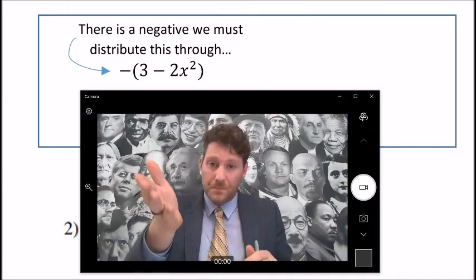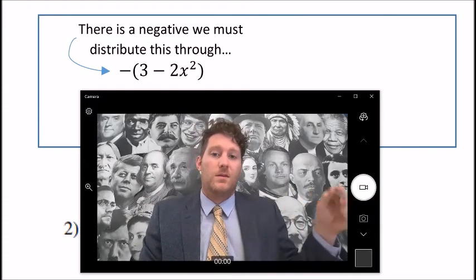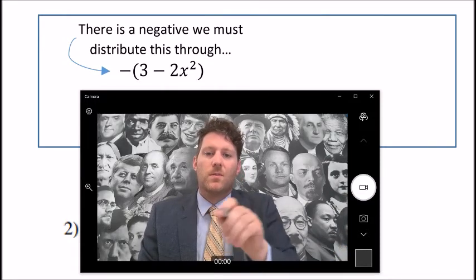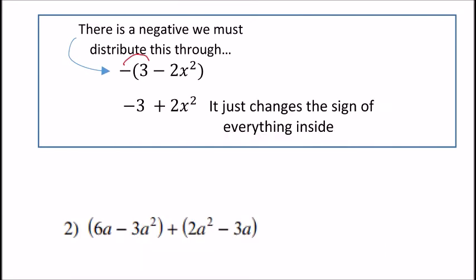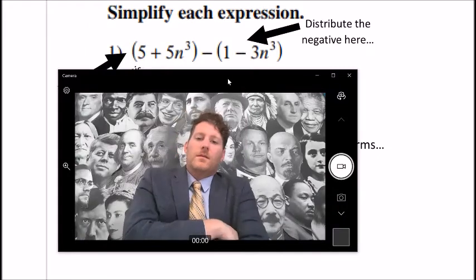So if we take a look at this one, it clearly has a negative on it, right? So negative and then parentheses 3 minus 2x squared. That's not an issue. We're just going to take that negative and distribute it. The negative is going to change the sign of everything inside. This negative right here is going to be distributed here and here. So this is a positive 3, so it's going to come out as a negative 3. And then this right here is a negative 2x squared. It's going to change the sign to become a positive 2x squared. And that's all our answer is going to be. Pretty easy, right?